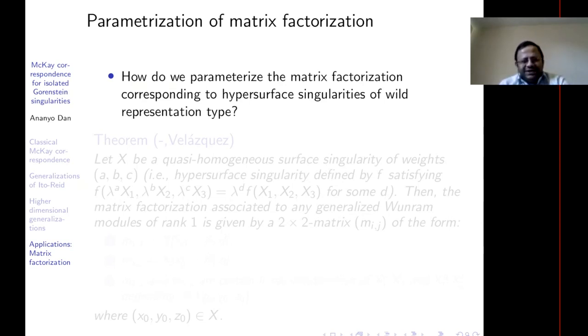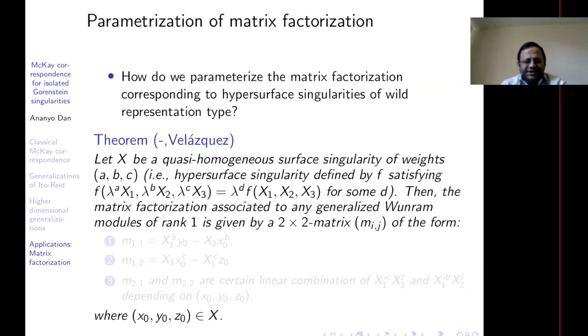As I already mentioned, our motivation is to parameterize this matrix factorization. So we do this matrix factorization in the setting of a quasi-homogeneous surface singularity. Recall that a hypersurface singularity is quasi-homogeneous if there are particular weights, say weights a, b, and c, such that if you multiply the first coordinate by lambda to the power a, the second by lambda to the power b, and the third by lambda to the power c, then the whole polynomial is homogeneous, in the sense that you can take lambda out, and it will be something like lambda to the power d. Classical examples are the weighted projective spaces.